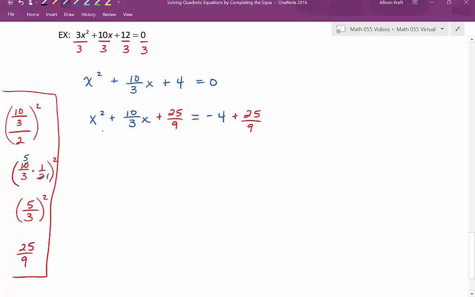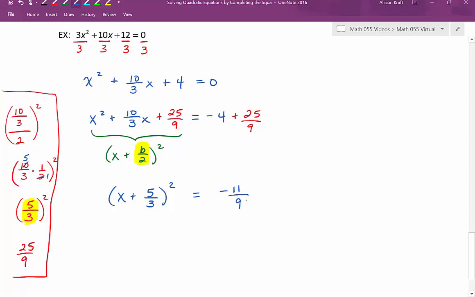We've created a perfect square trinomial on the left. This always factors into the form x plus b divided by 2 squared. Remember that our b divided by 2 is the number that we had right before we squared it. b divided by 2 this time is 5/3. Our left side factors into x plus 5/3 squared. And on the right, we'll need to get a common denominator and add those fractions together. We end up getting negative 11/9.